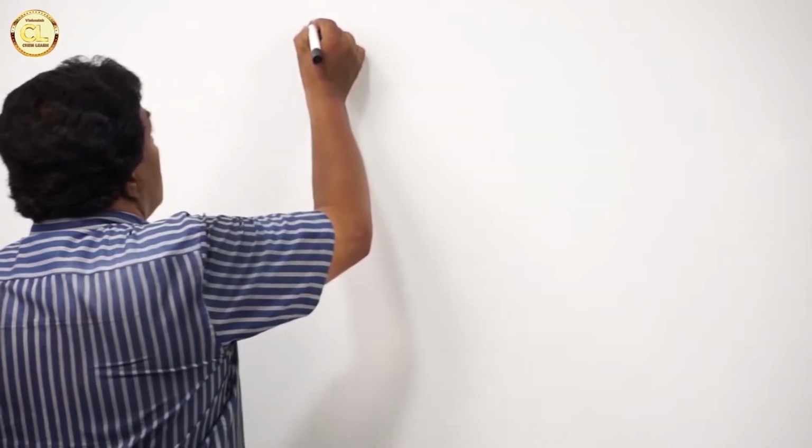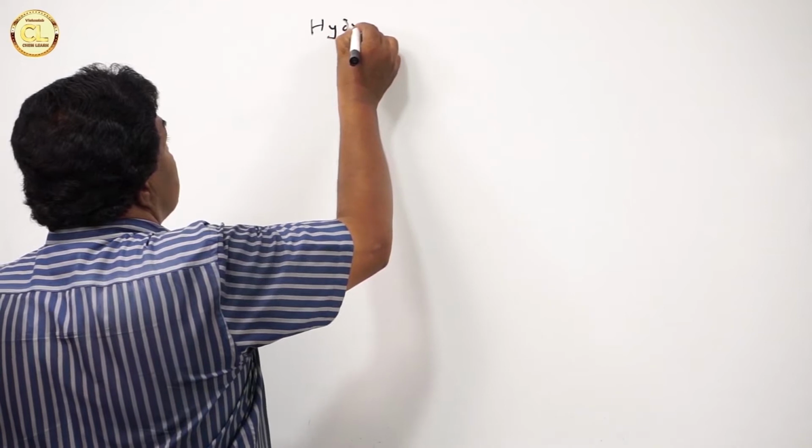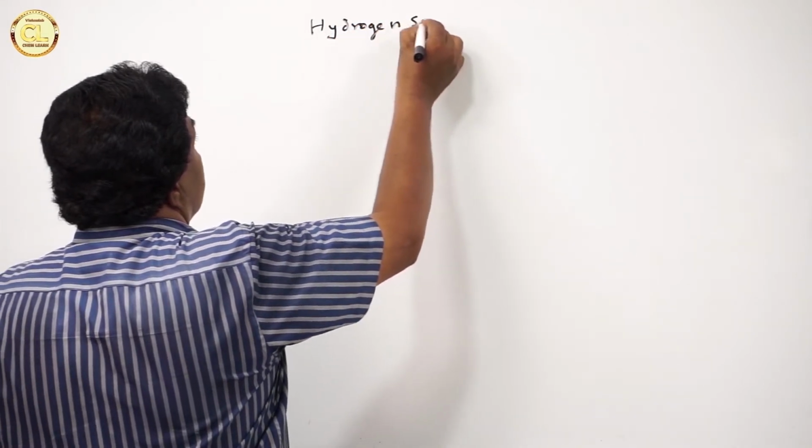Hydrogen spectrum. Hydrogen spectrum is the simplest of all atomic spectra. Hydrogen spectrum is an example for emission spectrum.